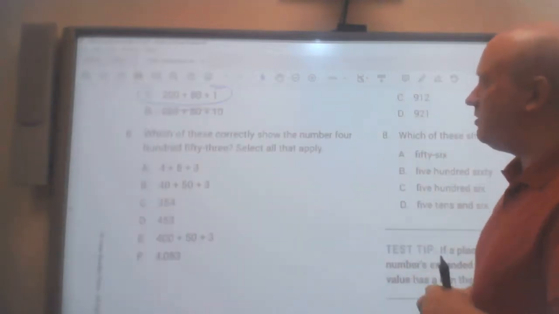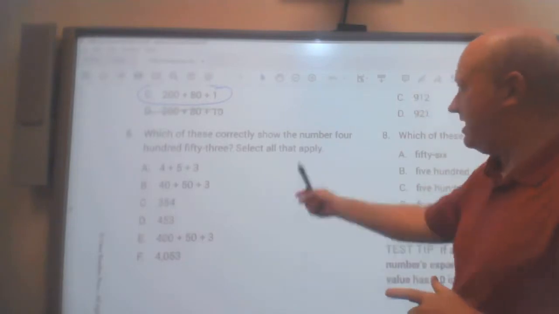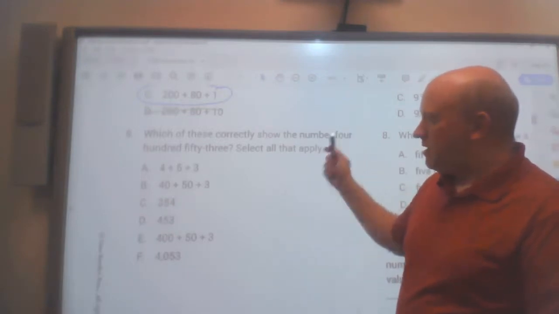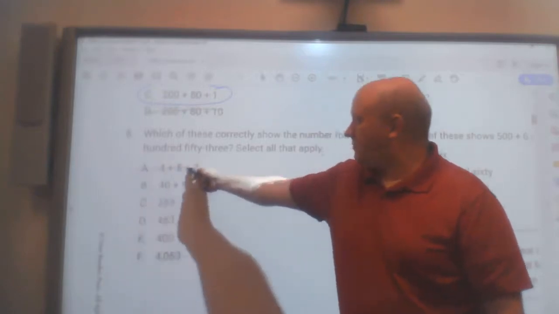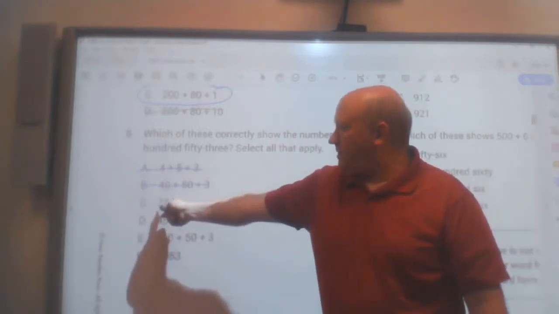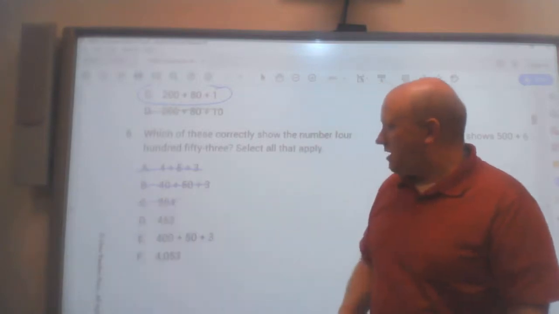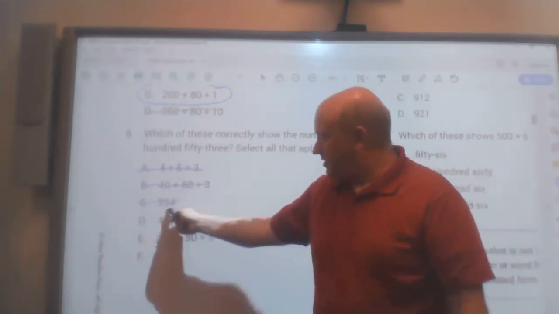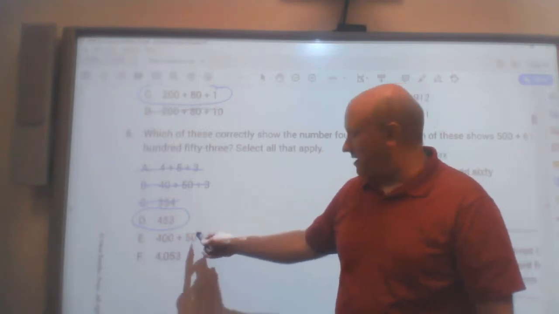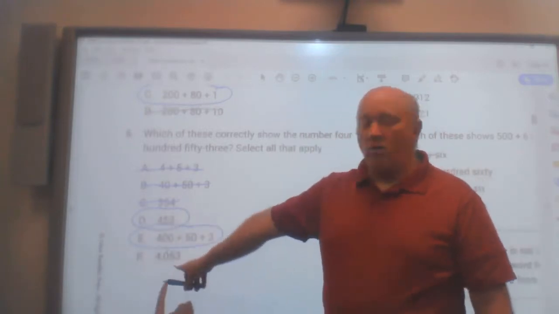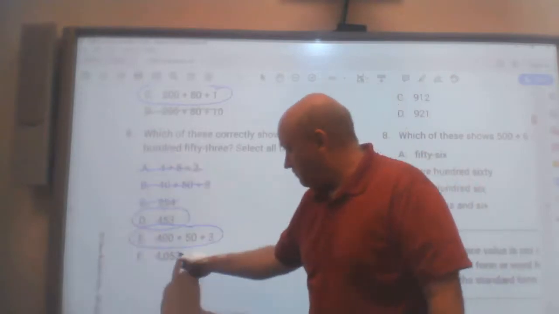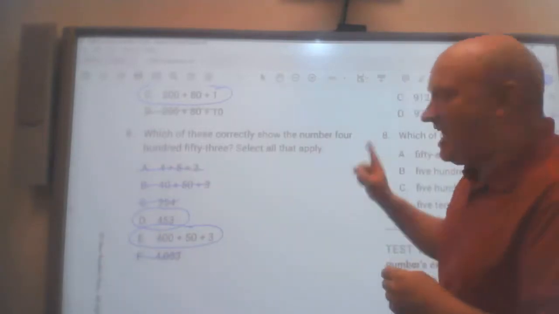Okay, 6. Which of these correctly shows the number 453? Select all that apply. Well, we know we need 400, right? So, is that a 400? Nope. Is that a 400? Nope, that says 40. Is that a 400? Is that a 4? Nope, it's a 3. Okay, does that say 400? Yes. So we know D is it, and we know the expanded form is 400 plus 50 plus 3. And we know F can't be it because that says 4,000. Does that say 4,000? Nope. So the answers for those two are D and E.